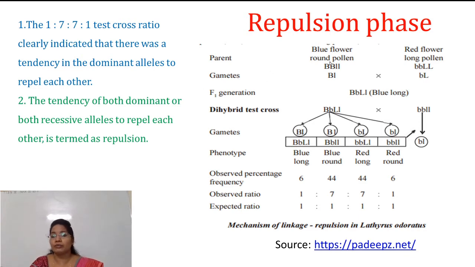When they crossed blue flowers with round pollen grains and red flowers with long pollen grains, as usual in the F1 generation they got hybrid blue flowers with long pollen grains. This is a normal F1 generation. After that, they test crossed this F1 hybrid with the recessive parent. In the F2 generation, the expected ratio is 1:1:1:1, whereas they got a different ratio, 1:7:7:1. So this is the deviation from Mendel's law.